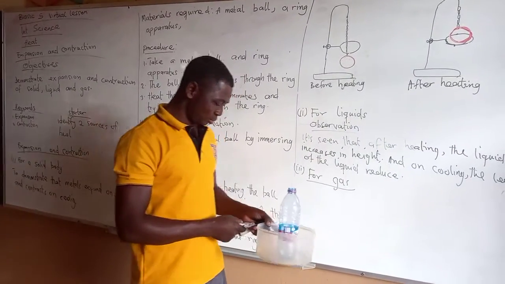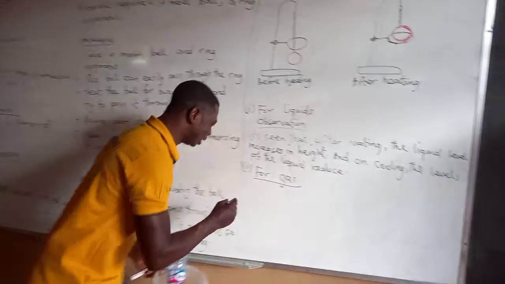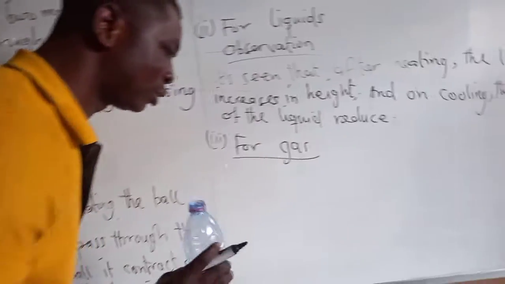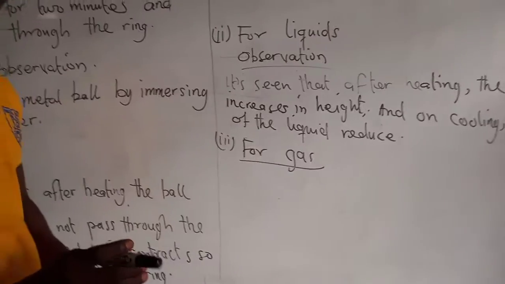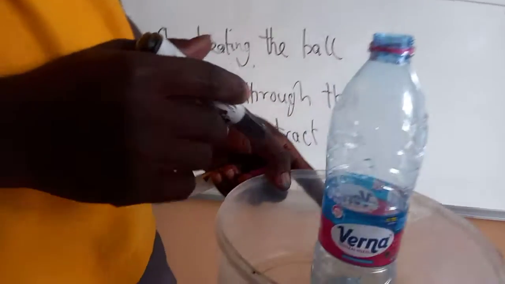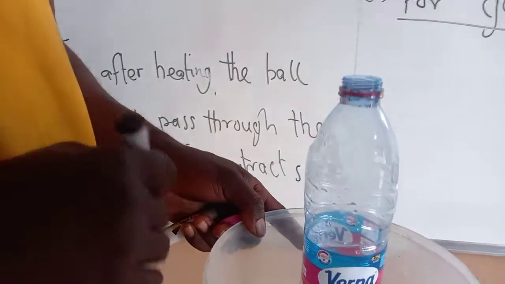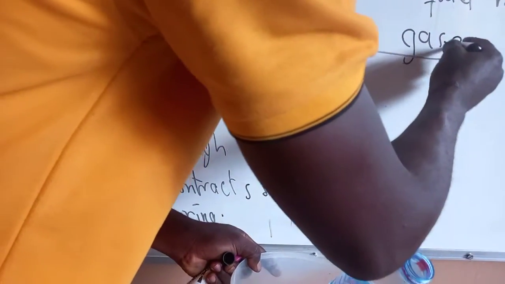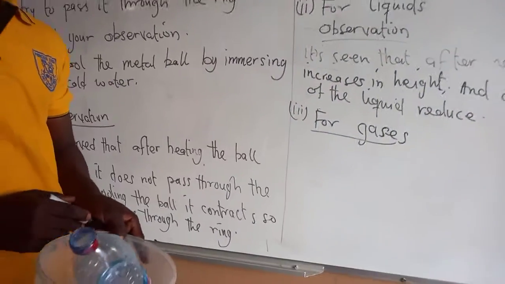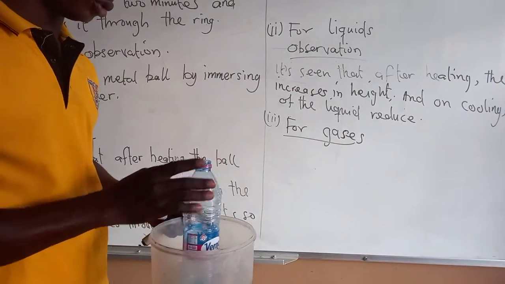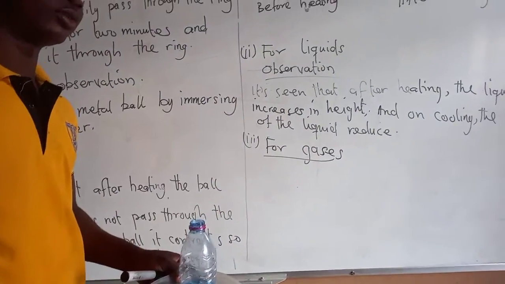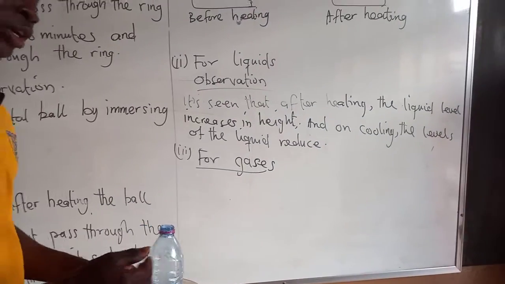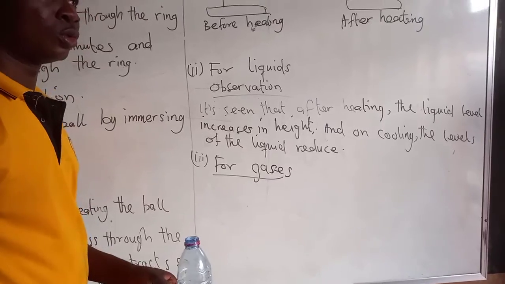So, first of all, get a container, a bottle like this. Put the deflated balloon on it. After that, heat water. After heating the water, put the bottle in it and leave it for about 3 to 5 minutes. After leaving it, now you observe that.